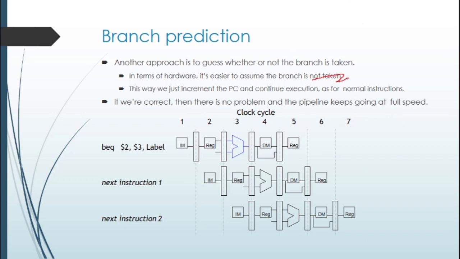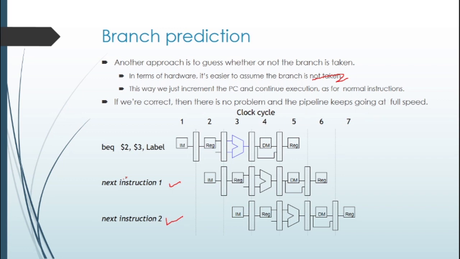So if we set up a prediction that the branch is not taken, the branch condition decision will be made in the third clock cycle. If we predict that the branch is not taken, it means the normal case: next instruction 1 and next instruction 2 will be executed as normal. If the prediction is correct, these two instructions are what should be the next instructions in line. So this will be correct, and we won't have any extra delay or stall if we have the correct prediction.